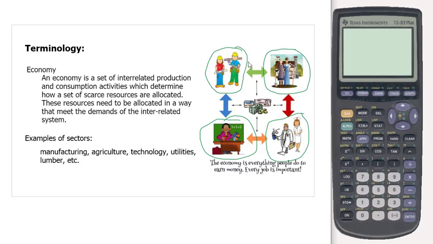In order to have construction, we're going to need wood and other materials, and maybe some of that comes from the agriculture sector. Also, in the agriculture sector, we need to build buildings to house our hay, and so we're going to need things from the construction sector. These sectors are all needing and using each other's output in order to create their own output. Some examples of sectors are manufacturing, agriculture, technology, utilities, lumber, construction, education, and the medical sector.